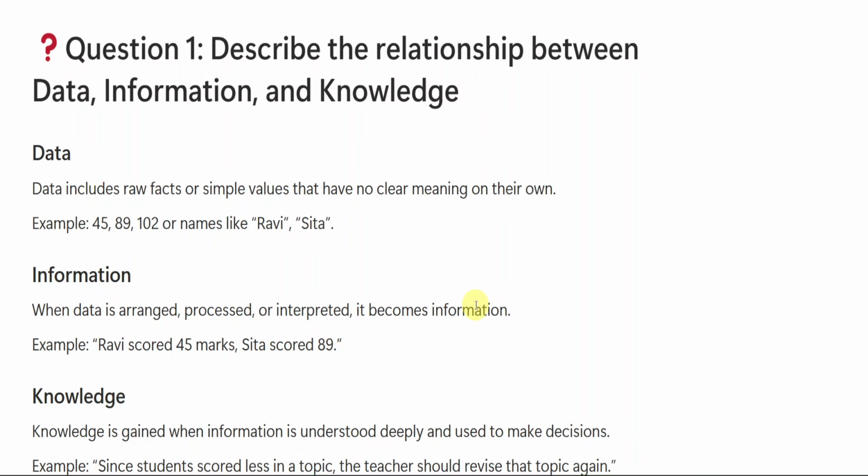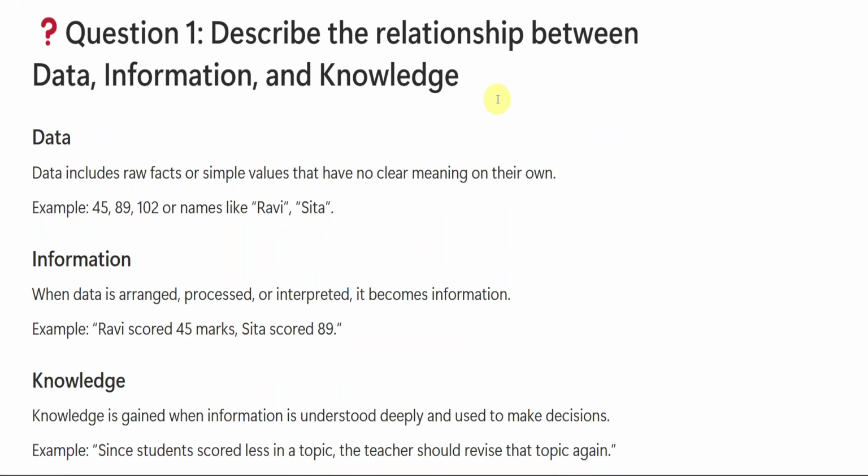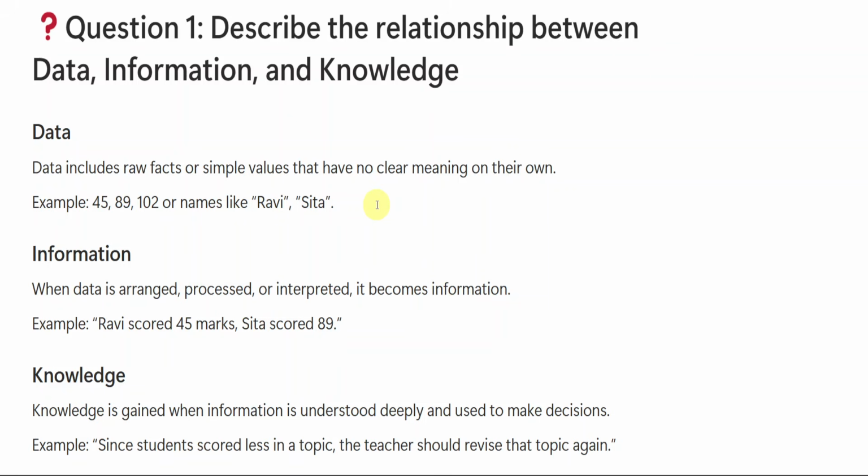Okay, so students, many people think all three are the same, like data, information and knowledge are the same, but they are very different from each other. Let us try to understand. Data means raw facts. It has no meaning unless we arrange it.